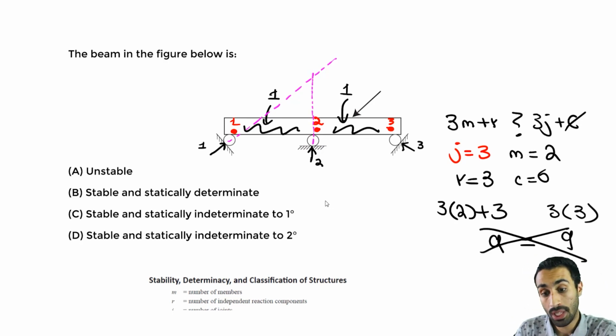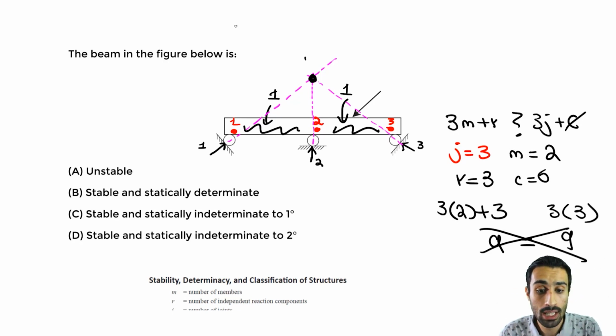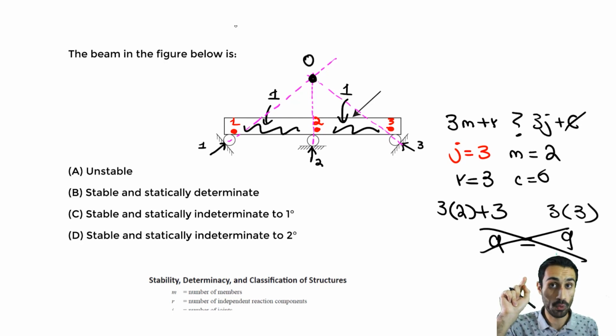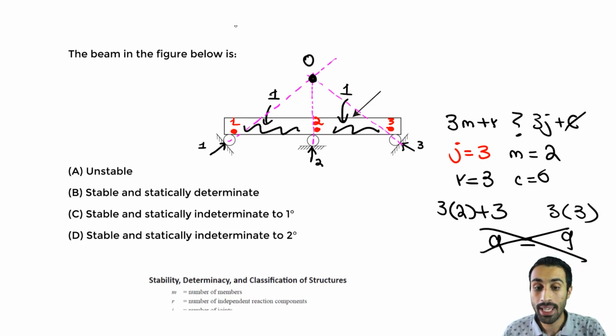And the last one, this reaction, has a line of action as well. Notice what happens: the lines of action of all these reactions meet at a certain point. Let's just call it point O. So that means they're concurrent. If the line of action of each reaction meets at a certain point, we know they're concurrent.